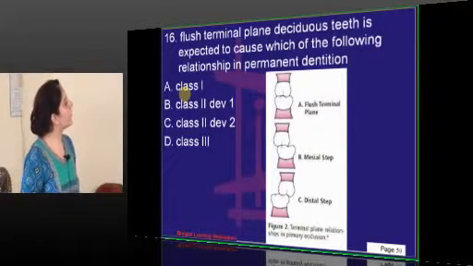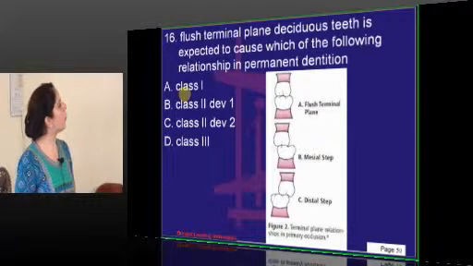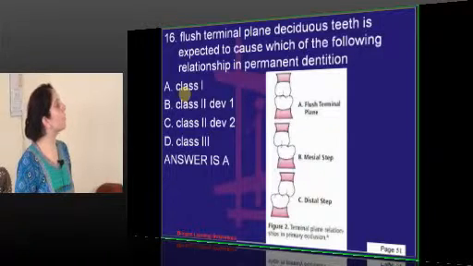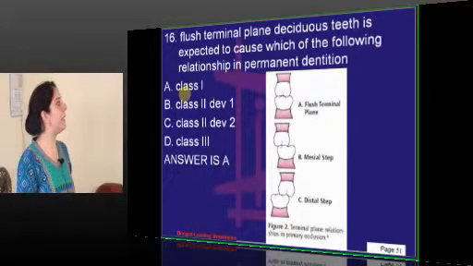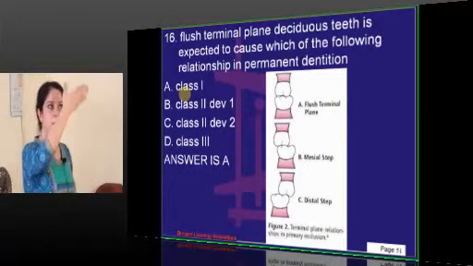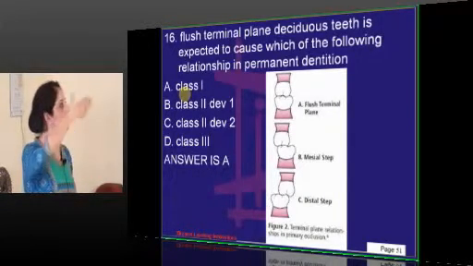Flush terminal plane deciduous teeth is expected to cause which of the following relationships in a permanent dentition? The answer is class 1. As you can see, flush terminal plane means that the distal end of both the cusps, when you draw a straight line, they both meet.